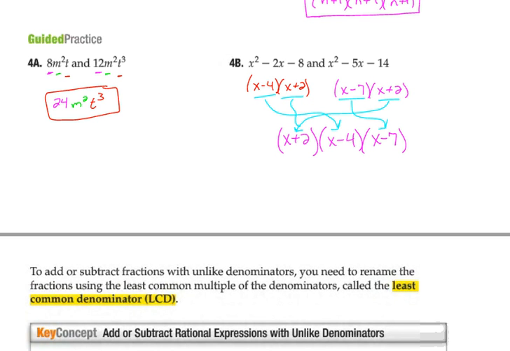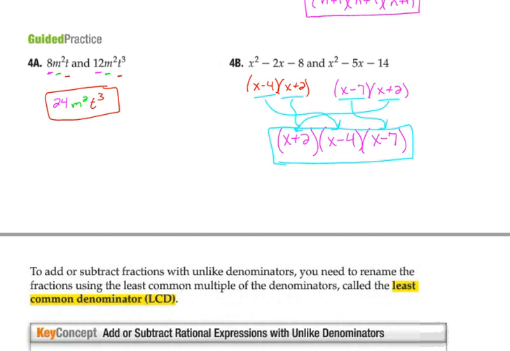For 4b, we had to go ahead and factor, giving an x minus 4 times an x plus 2, and an x minus 7 times an x plus 2. To start with, anytime that we're dealing with binomials, go ahead and write down what they already have in common, because that's what we're looking for. They have an x plus 2 in common. Then write down the rest of the binomials that you'll have to cover. So we have to cover an x minus 4 in order to make our denominators the same. And then we're going to have to cover an x minus 7 in order for the second term's denominator to equal the same. So the smallest denominator that we can get away with is right there.